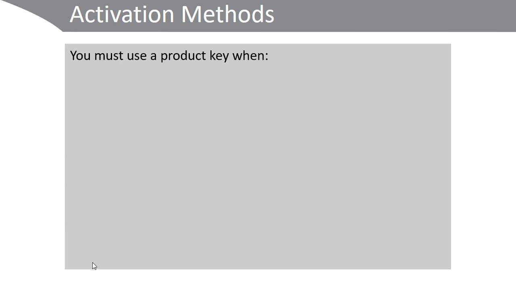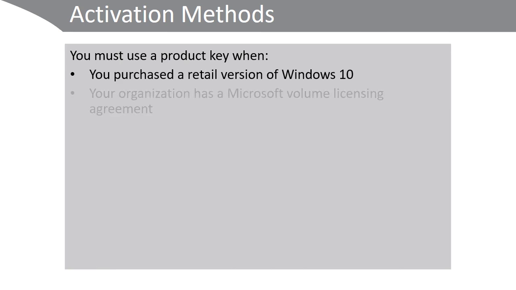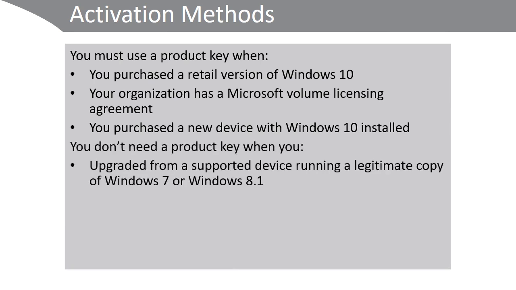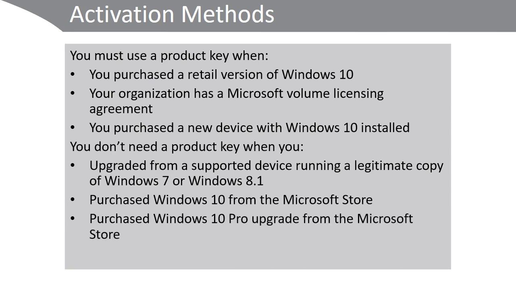You must use a product key when you purchased a retail version of Windows 10, when your organization has a Microsoft volume licensing agreement, or when you purchased a new device with Windows 10 installed. But you don't need a product key when you upgraded from a supported device running a legitimate copy of Windows 7 or 8.1, when you purchased Windows 10 from the Microsoft Store, or when you purchased a Windows 10 Pro upgrade from the Microsoft Store.